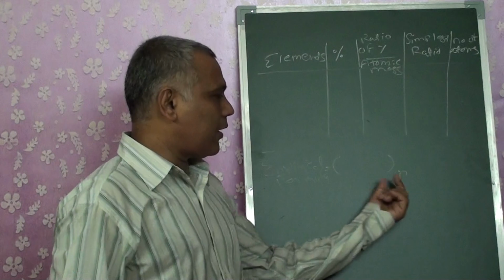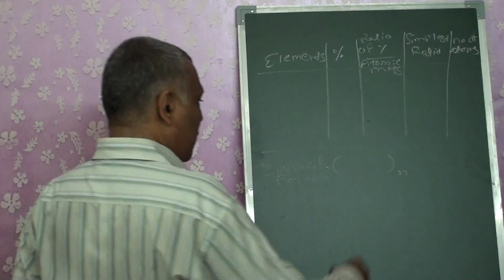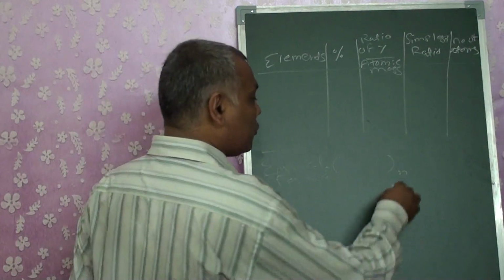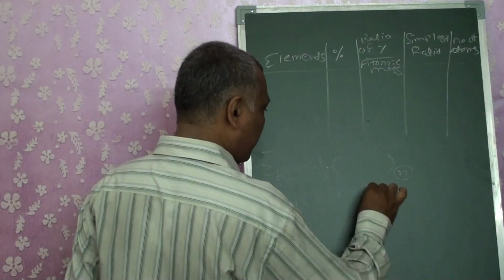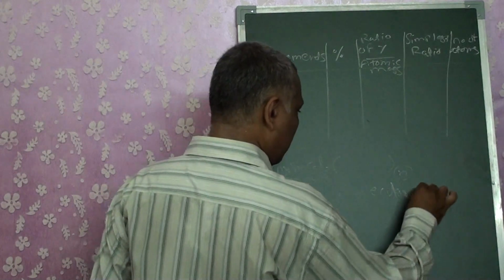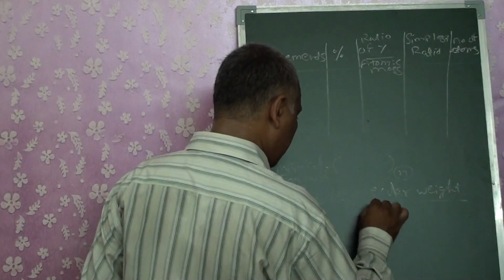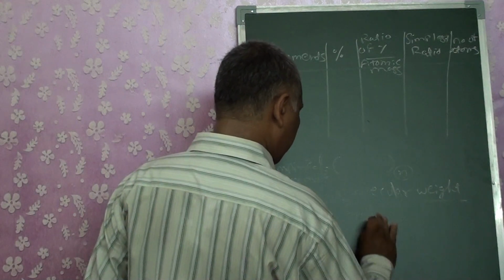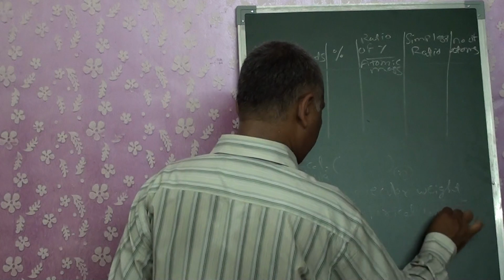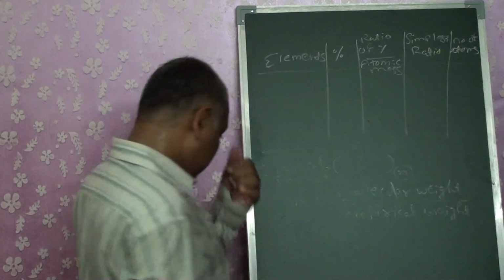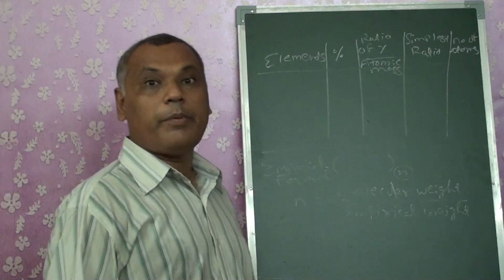It will be written within the bracket and n will be indicated. n is a common number that we are going to take out. Now, what will be that common number? How to calculate the value of n? n is given as molecular weight upon empirical weight. The formula we will be using is n equals molecular weight upon empirical weight.